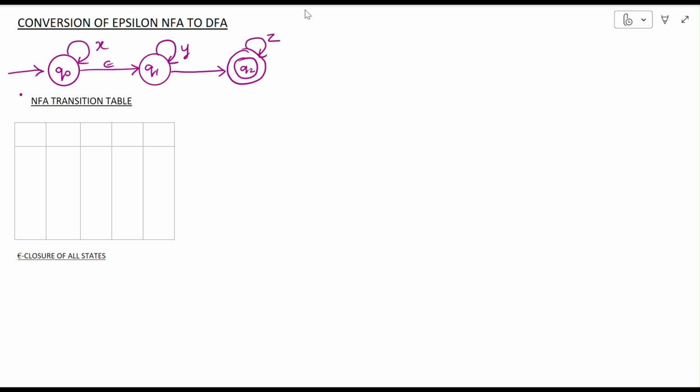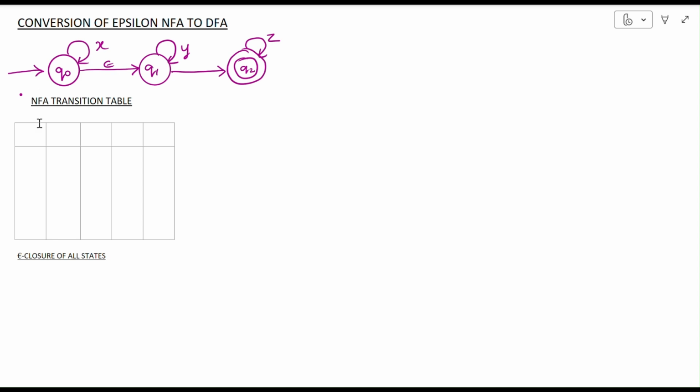Welcome to the next video on conversion of epsilon NFA to DFA. So here the question given is a transition diagram of epsilon NFA. From this we'll have to find the equivalent DFA for this. First, let's write down the NFA transition table.